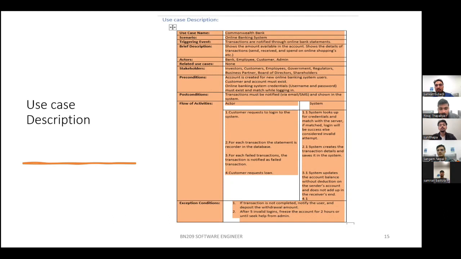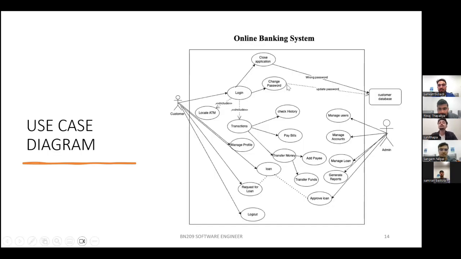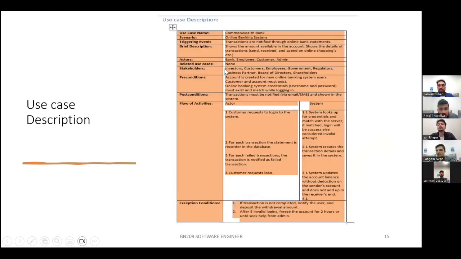And the post conditions: if any transaction happens, they must be notified through email or SMS as shown in the system. And here is a flow of activity. We have actor and system. Whenever a customer requests to log into the system, it looks up the credentials and matches them with the server. If they match, login will be successful. Otherwise, it will be considered an invalid attempt. As we can see in this figure, once logged in, you can change your password and make transactions like this. And for each transaction, the system records it in the database. System creates the transaction details and saves them in the system.